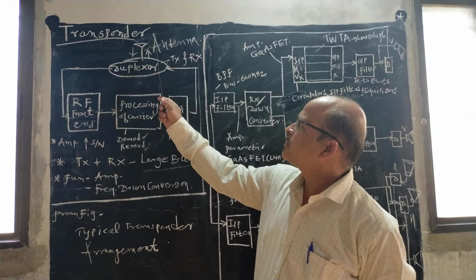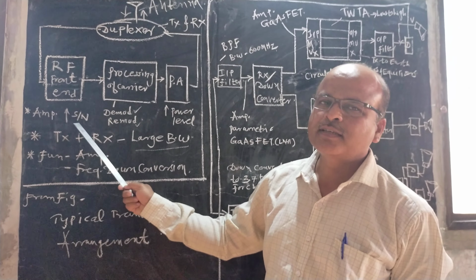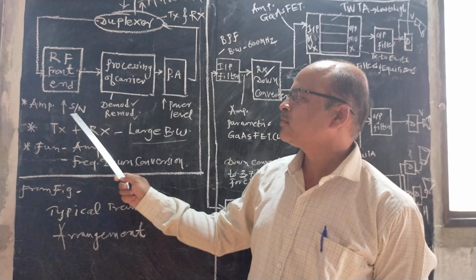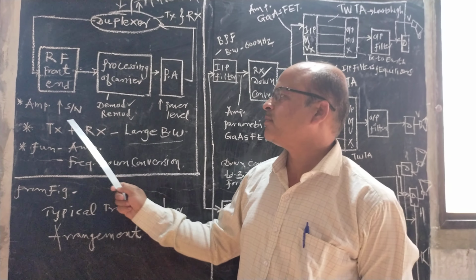First, this antenna receives the uplink signal from the Earth station, and that signal is given to the RF front end. So what is the RF front end? This is a front end amplifier which amplifies the signal. It also improves the signal to noise ratio, and also improves the selectivity and sensitivity of that signal.